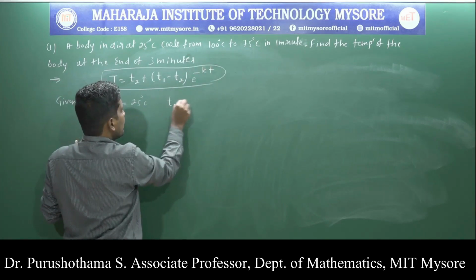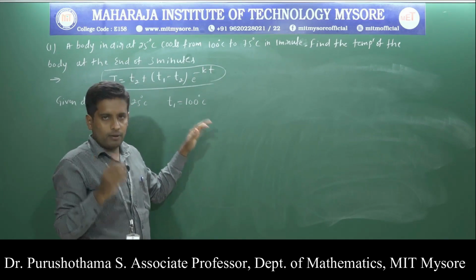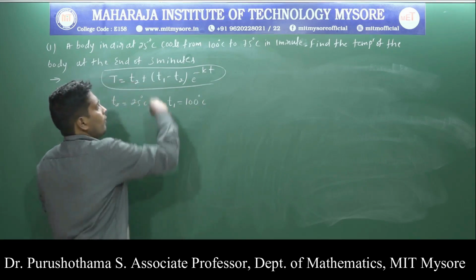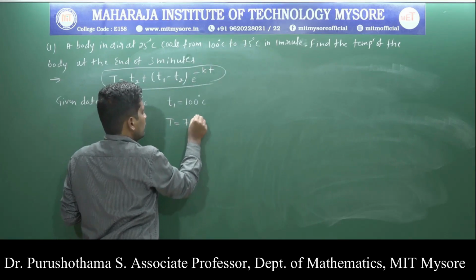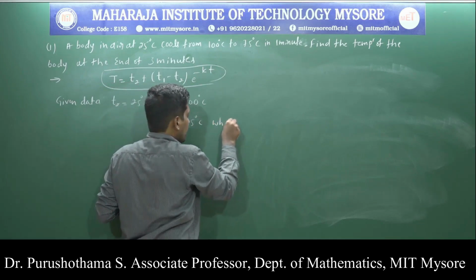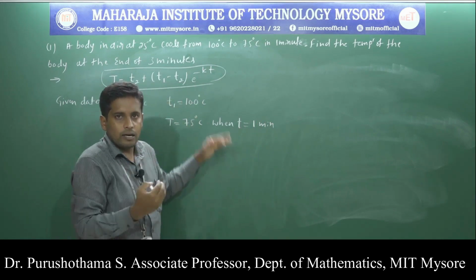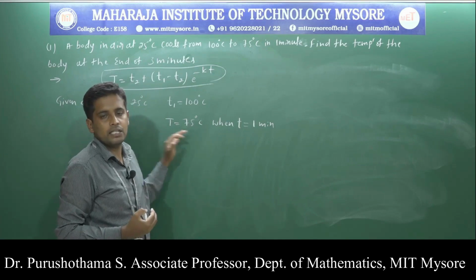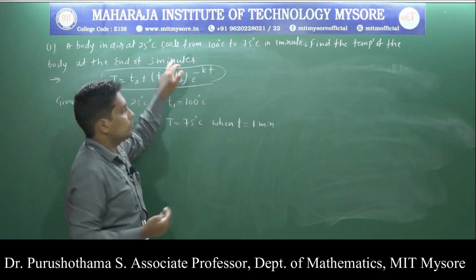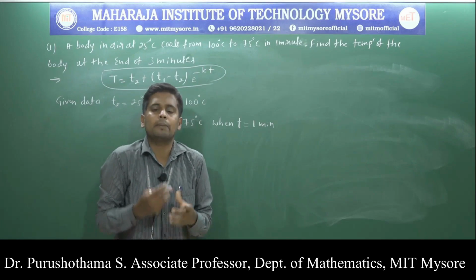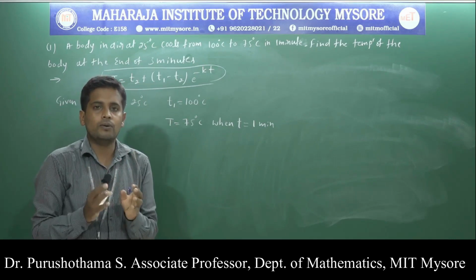T1, the initial temperature of the body, is 100 degrees Celsius, when time t is equal to 0. Then after some time it cools from 100 to 75 degrees, which means capital T is equal to 75 degrees Celsius when t is equal to 1 minute. In this problem, we have to find capital T when t is equal to 3 minutes. Before finding capital T, the temperature of the body, first find the proportionality constant, that is, the k value.